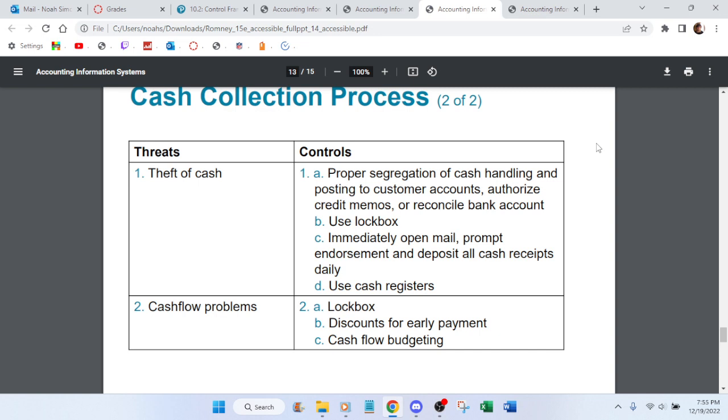Cash flow problems. Lockbox, discounts for early payment.